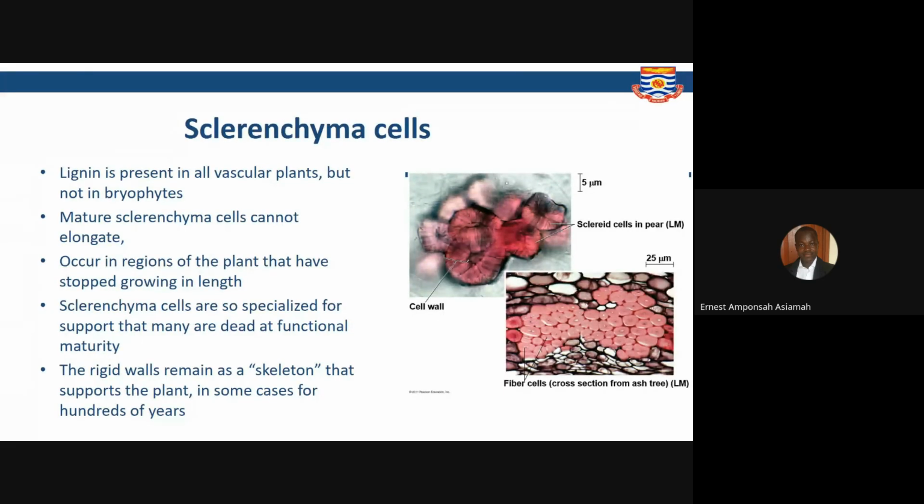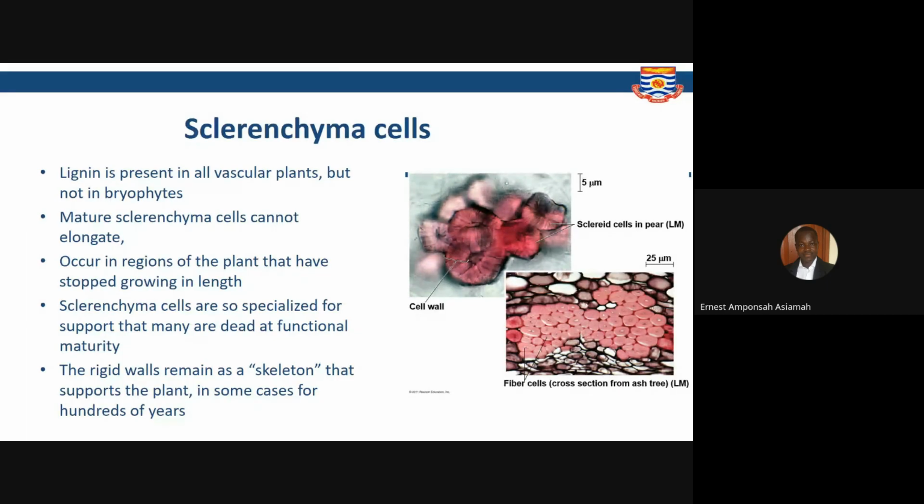One thing about the sclerenchyma cells is that when they are matured, they cannot elongate, unlike the collenchyma cells, which are able to elongate as the plant is growing. And the lignin is absent in bryophytes. If you remember, mosses don't have lignin. The sclerenchyma cells also occur in regions of the plant that have stopped growing in length, so that they can offer major support.